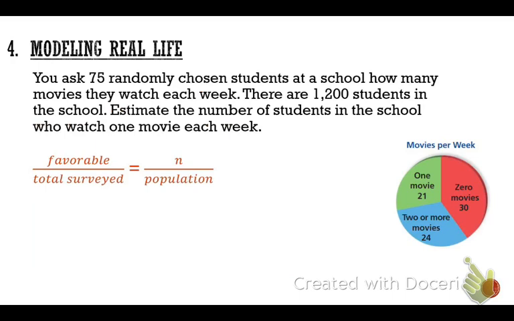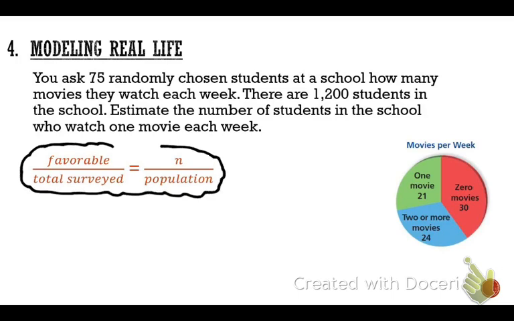All right, so there's a new formula that we're going to be using here today. If you would, write it down with your red pen, and then I just want you to put a little cloud around it so that you can see this is our new formula. Have we ever heard of something like this, favorable over total? Yes, we used that back when we were doing probability, okay? So our new formula for today is favorable divided by the total surveyed equals n over the population.